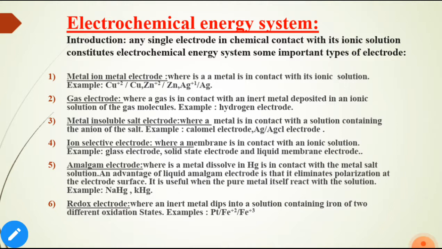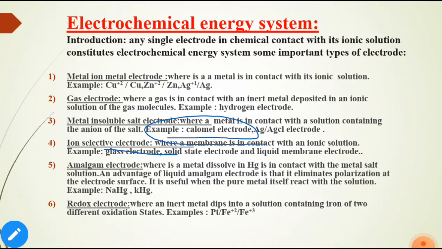Okay, next you have to take the ion selective electrode. What is an ion selective electrode? It means the membrane is in contact with the ionic solution, and we only take the specific ions and ignore all other ions present in the solution. That is nothing but an ion selective electrode. For this example we have taken a glass electrode. Further, we have to do the construction, working and applications of the glass electrode.